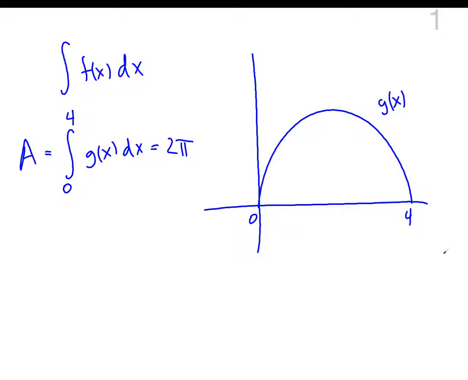Go ahead. So the equation is 1 half pi r squared and the radius is 2 because the diameter is 2. Plug and chuck. Yes. Okay. So in case you didn't hear her, the area of a circle is pi r squared. It's half of a circle, a semicircle, so it's pi r squared over 2. The radius is 2 because that 4 is the diameter. Plug and chuck, 2 pi. Okay. So we don't need to know the value of the function, we just need to know the geometry.